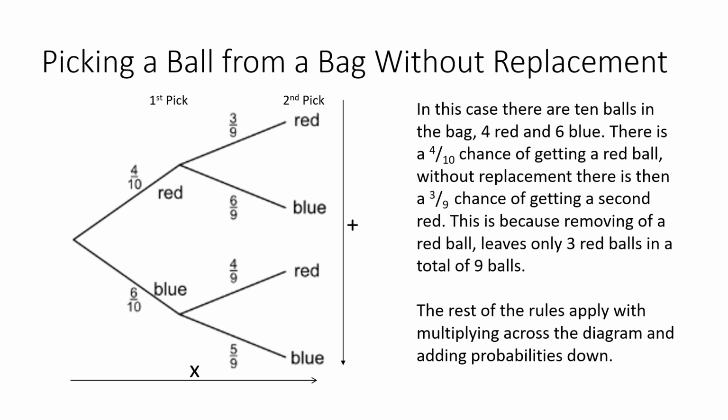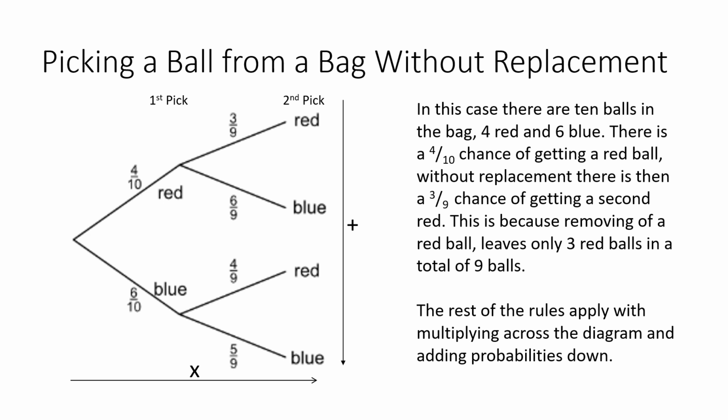So we end up with 4 tenths and 6 tenths for the first pick. Of course, they add up to 1. Now, if you pick red the first pick, you would get red and blue with 3 ninths and 6 ninths. So you add those together again, you get 1. Or if you got blue the first time, the chance of you getting red is 4 ninths, while 5 ninths of blue.